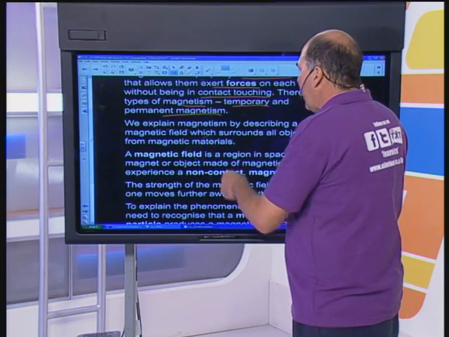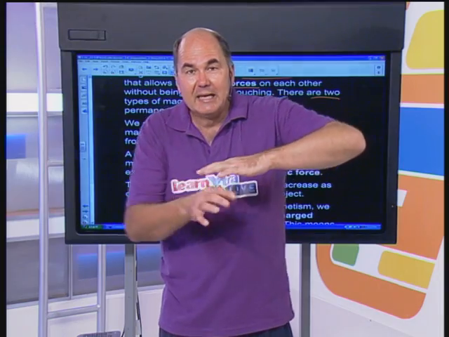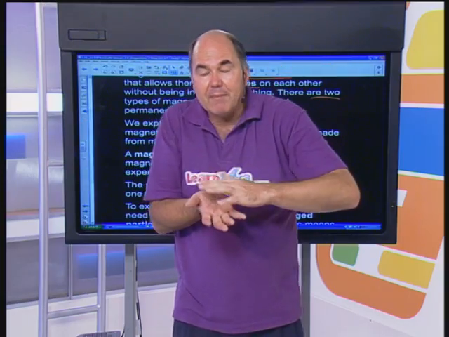We explain magnetism by describing a magnetic field which surrounds all objects made of magnetic material. This is the important part that you've got to understand. Around every magnet, there is a sphere of influence. It's a region of space. Now, please remember this is three-dimensional. It's not just flat on the piece of paper. You saw those iron filings take on a pattern around the magnet.